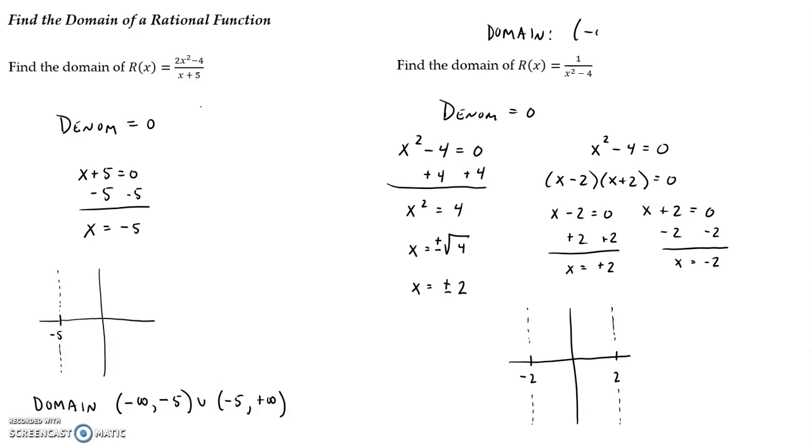So for this example, when we're stating our domain, we've got the interval from negative infinity to negative 2 with a parenthesis. We have that middle interval from negative 2 to 2. And then we have that right-hand interval from 2 to positive infinity.